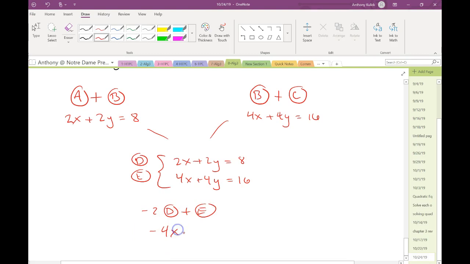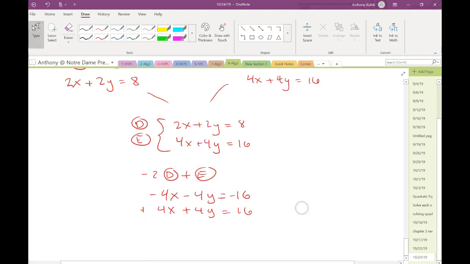So when I multiply D by negative 2, I get that. And then I'll just recopy equation E underneath. Uh-oh. What do you notice is going to happen when we add these together? We get 0 equals 0, right? What did that mean again?